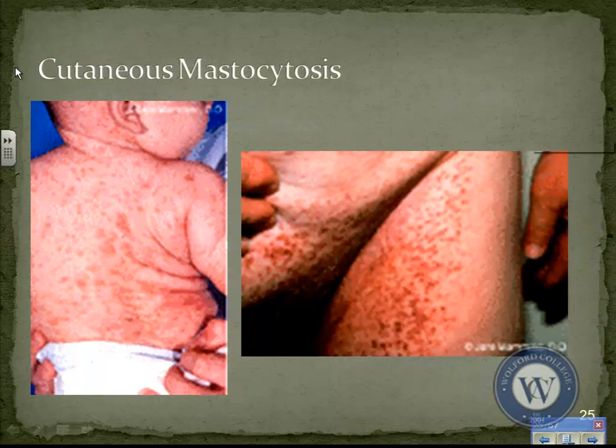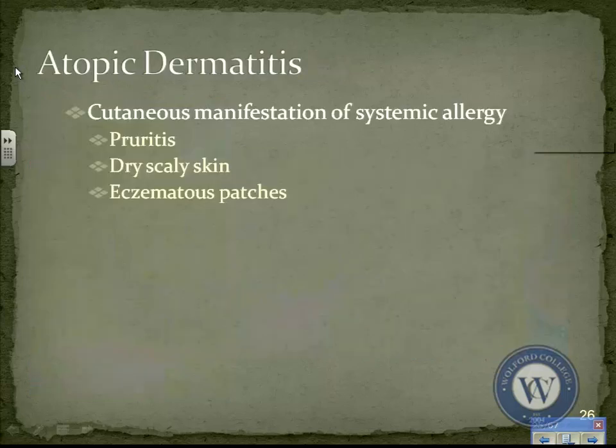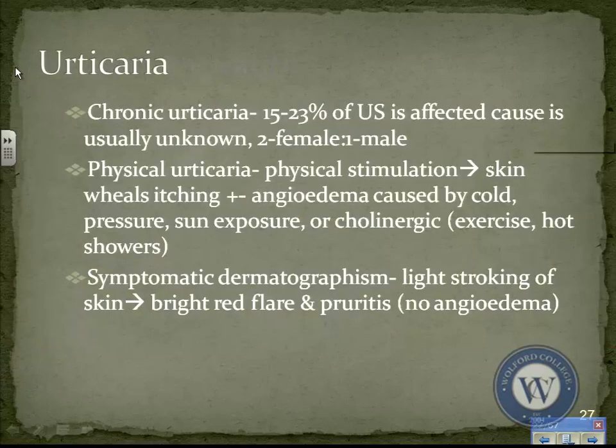Cutaneous mastocytosis is seen like this. These people just get hives everywhere. Atopic dermatitis is a cutaneous manifestation of systemic allergy. It's evidenced by pruritus, which is irritation, dried scaly skin, and eczematous patches. You have urticaria, which can be chronic. It occurs in about 15 to 25% of patients in the U.S., and it's of unknown cause, about a 2 to 1 ratio for female to male.